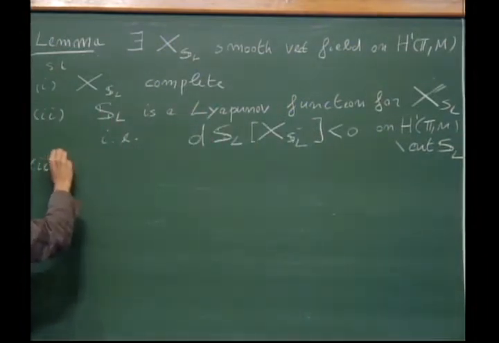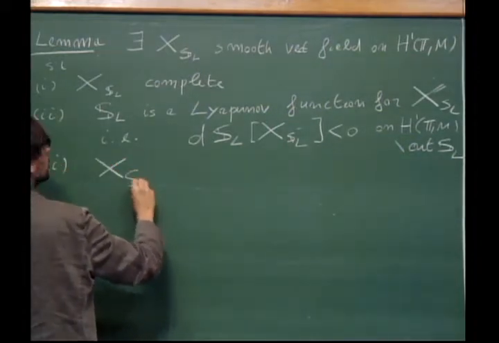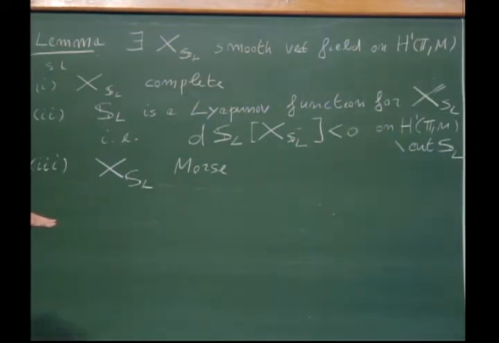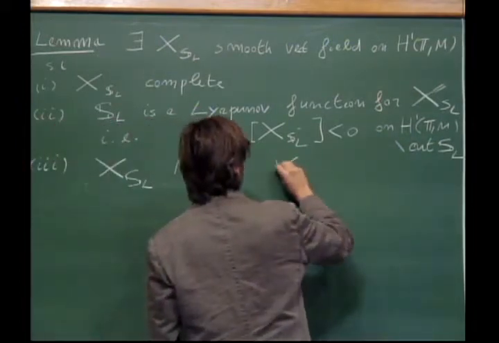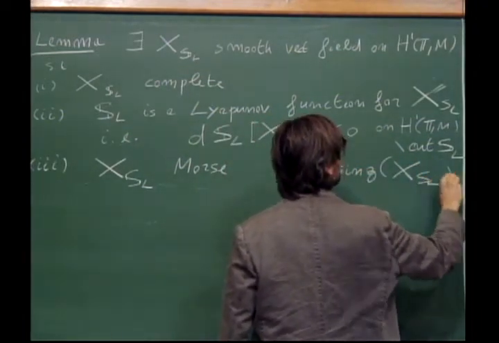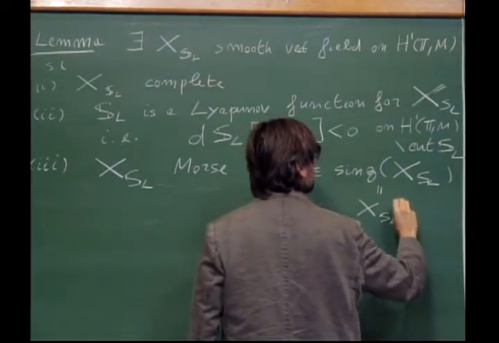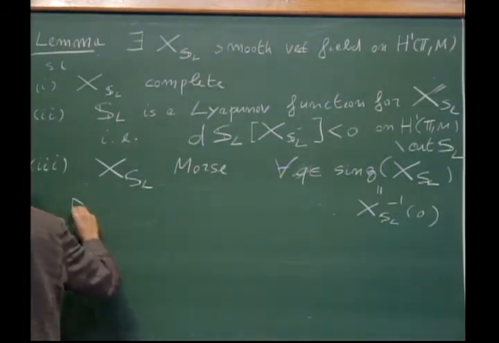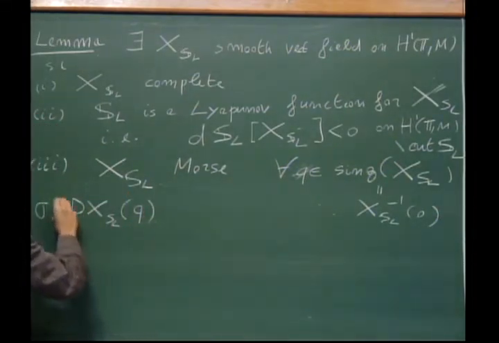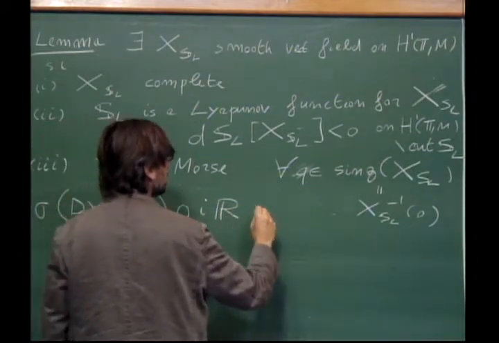And then we also have that this vector field is Morse. Morse just means, for a vector field, that at every zero, the differential of the vector field, which is well defined at zeros of a vector field, is hyperbolic, meaning that it has no eigenvalues on the imaginary axis. So for every q which is a singular point of our vector field, meaning this is just the preimage of 0, dX_{S_L}(q) is a hyperbolic operator, meaning that the spectrum of this intersected with the imaginary axis is empty.